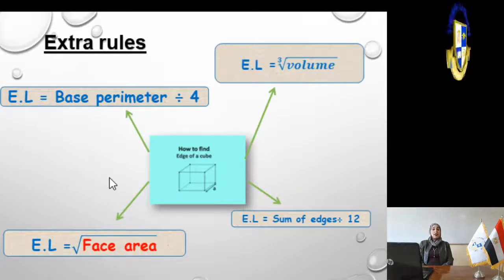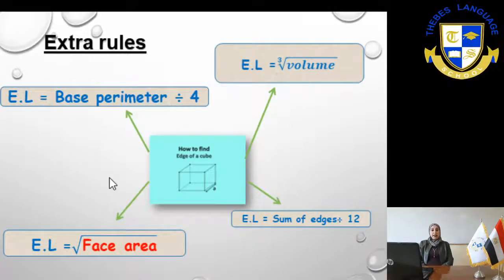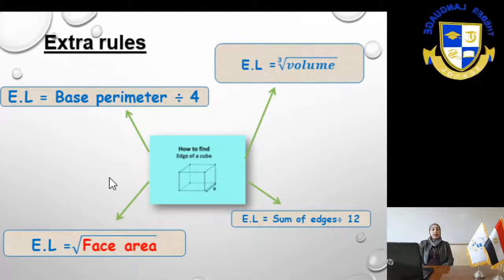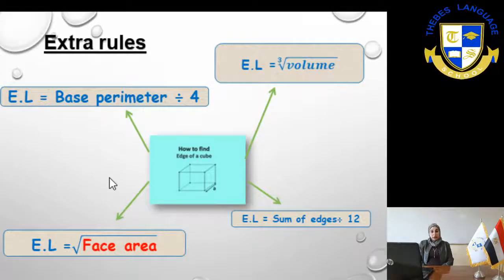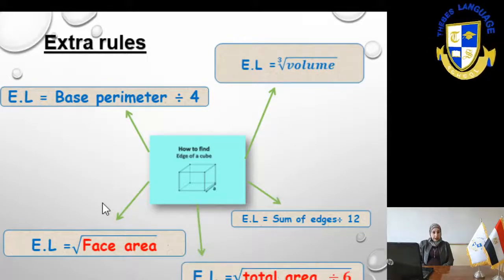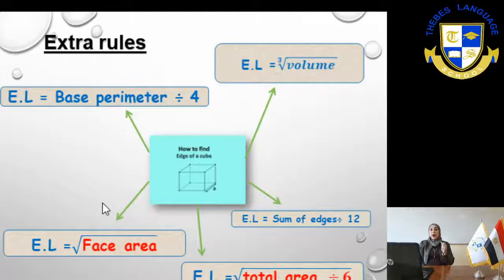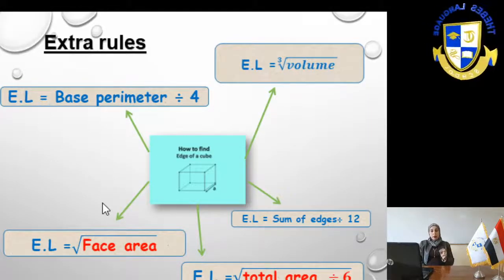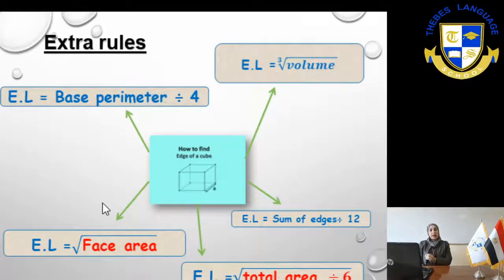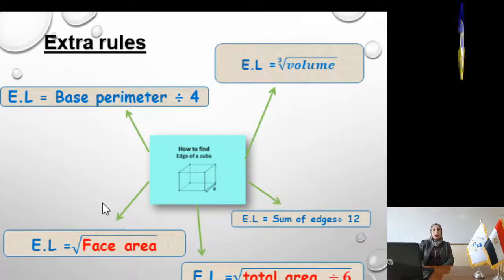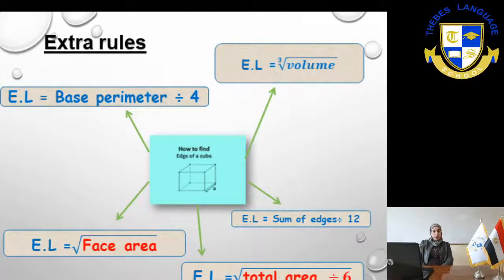Again, if I have the sum of edges, I'll divide it by 12 to get the edge length. And the final rule, if I have the total area, I'll divide it by 6 and take the square root of all of this. It will be the square root of total area divided by 6. Okay, let's practice on these rules.